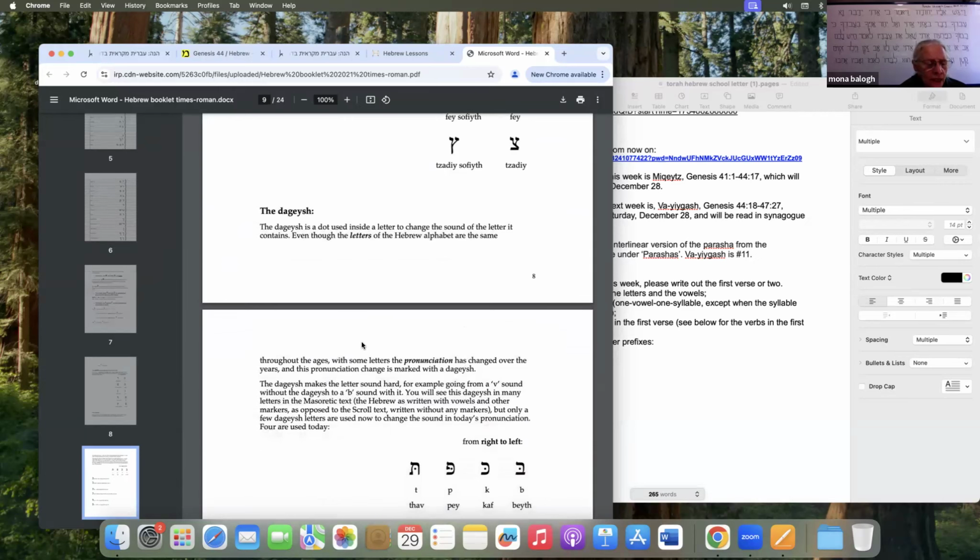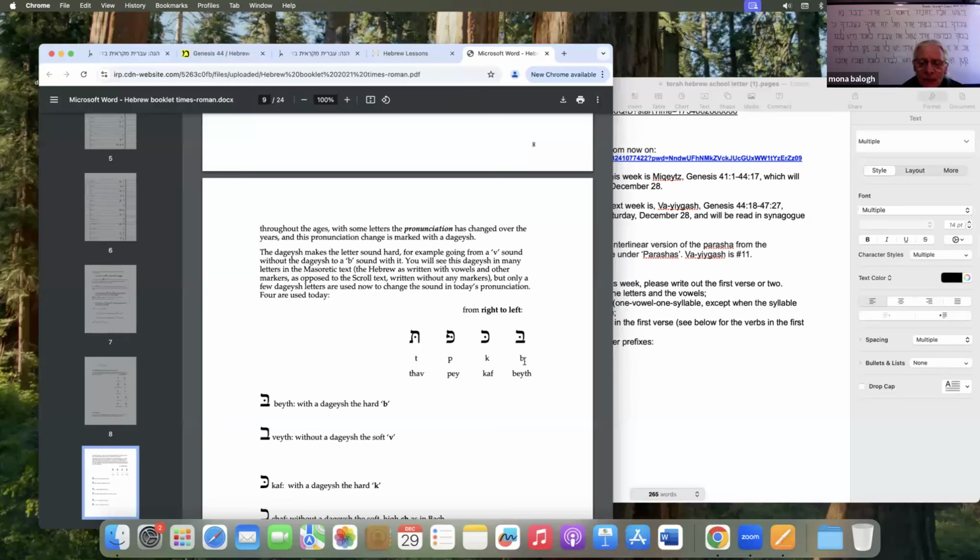Now, when we read the words out loud, we have certain markings that allow us to read those letters. Some of them have a marking called a dagesh. And when it has a dagesh, it makes the sound hard. So with a dagesh, the beit has the B sound. With a dagesh, the kaf has a K sound. With a dagesh, the fe has a P sound. And with a dagesh, the tav has a T sound.